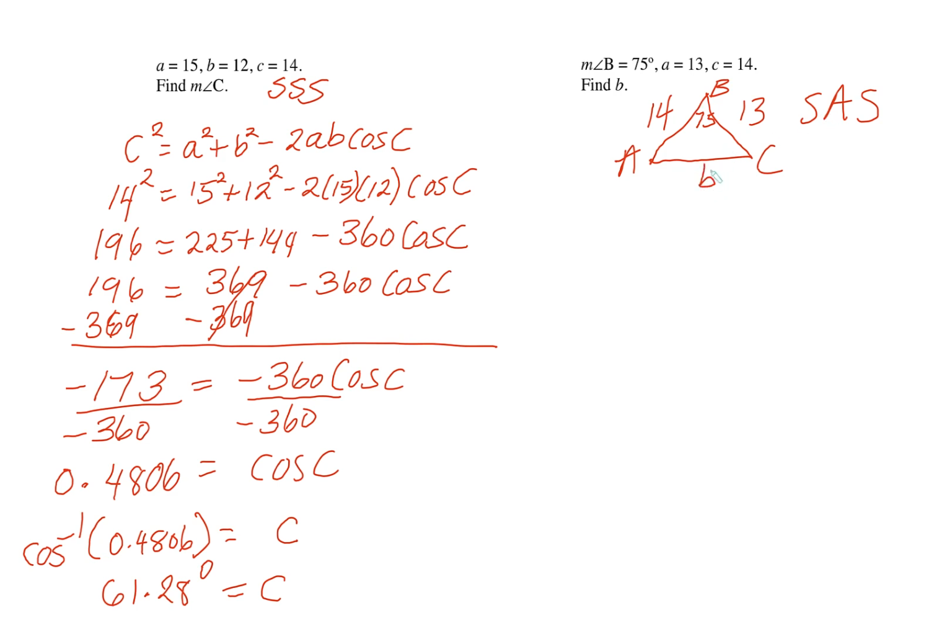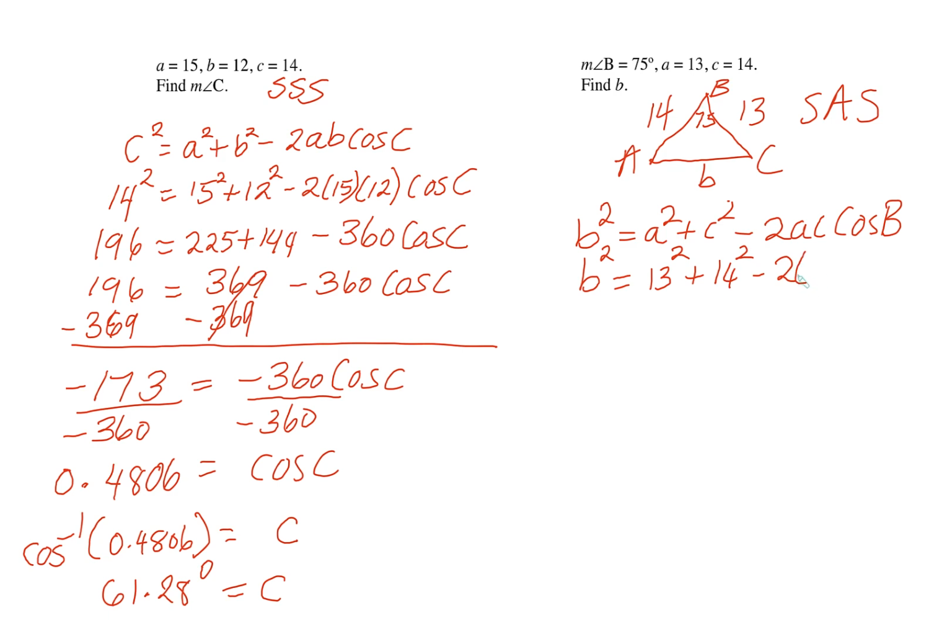But they want us to find B, so guess what? Your equation starts with B. So you have B squared equals A squared plus C squared minus 2AC cos B. We're going to replace all the variables by their numerical values. We don't know B squared, that's what we're trying to find. A would be 13 squared, plus C would be 14 squared, minus 2 times 13 times 14 cos, and B is 75 degrees.